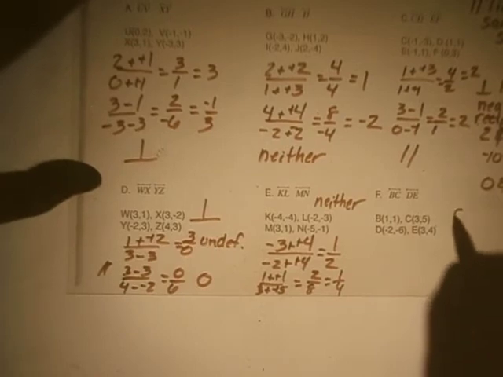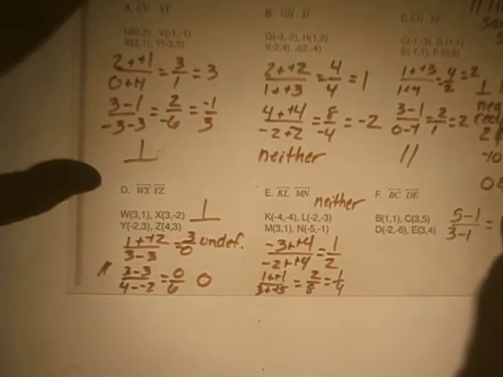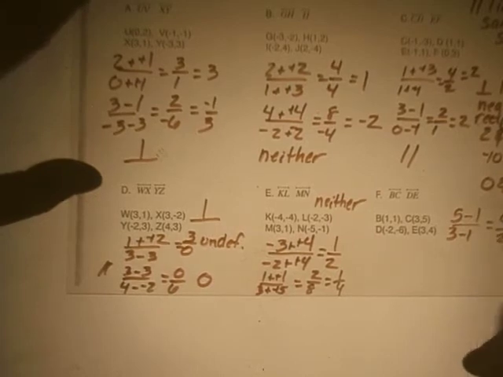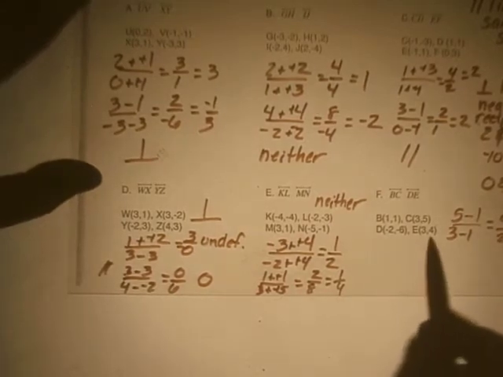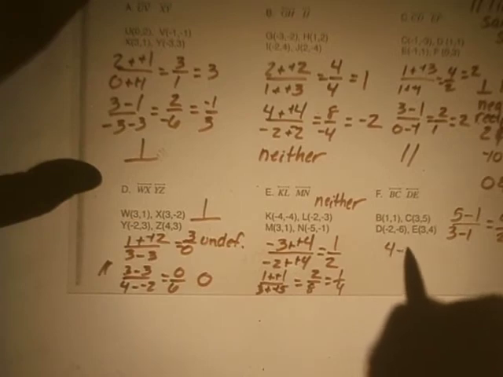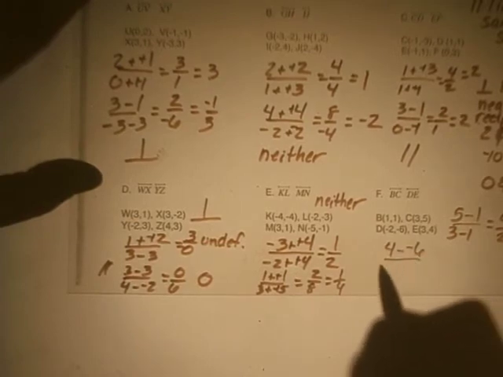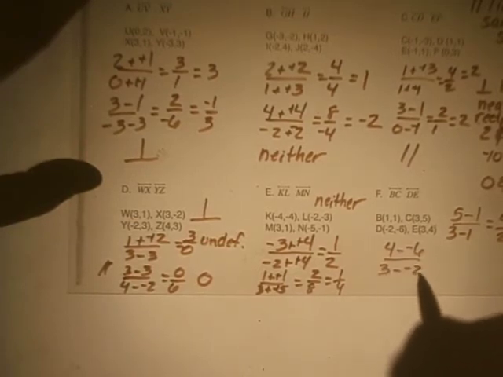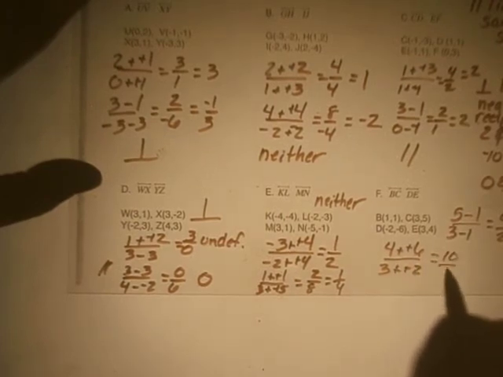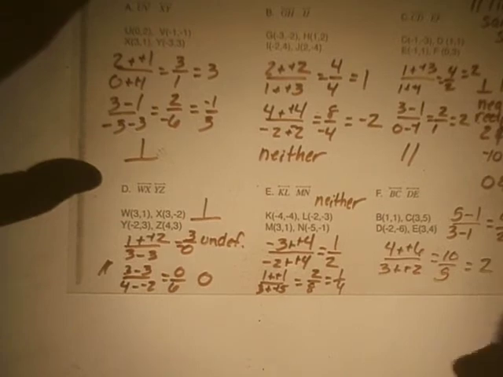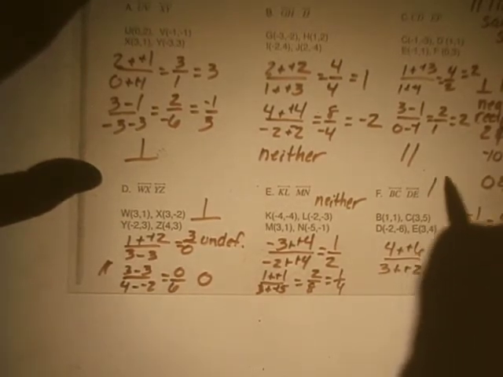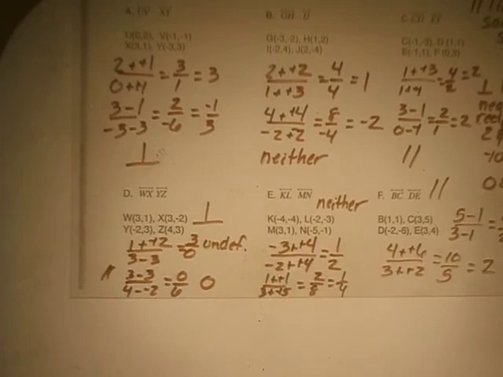And the last one, 5 subtract 1 over 3 subtract 1 would be 4 over 2. And then 4 subtract a negative 6 over 3 subtract a negative 2 would be 10 over 5. So those 2 lines both have a slope of 2. Parallel lines have the same slope. So those are parallel.